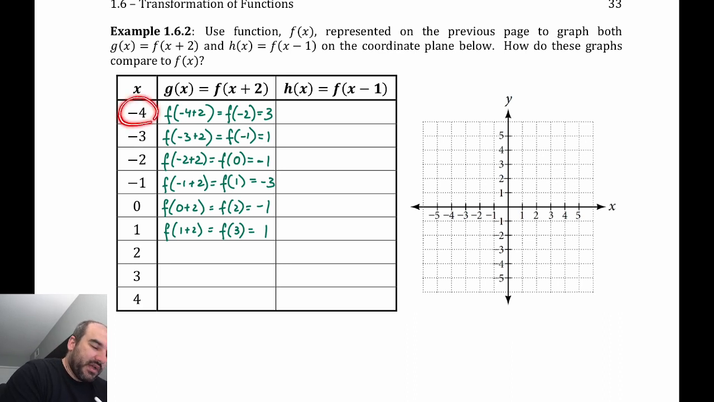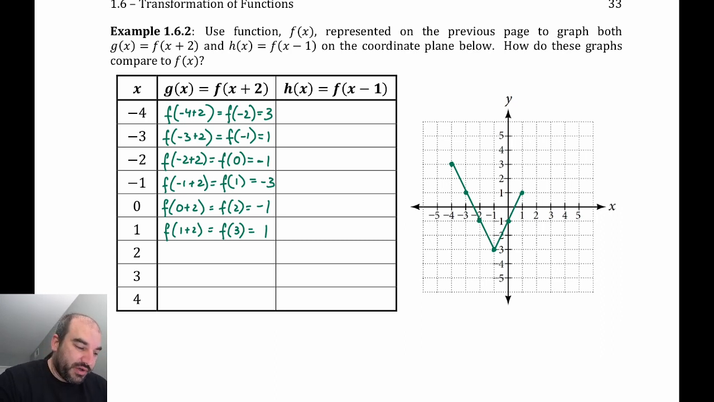So when we graph these, negative 4 comma 3, negative 3 comma 1, let's put those on the graph. Negative 4 comma 3, negative 3 comma 1, negative 2 negative 1, negative 1 negative 3, 0 negative 1, and 1 1. Alright, so we get this graph here.